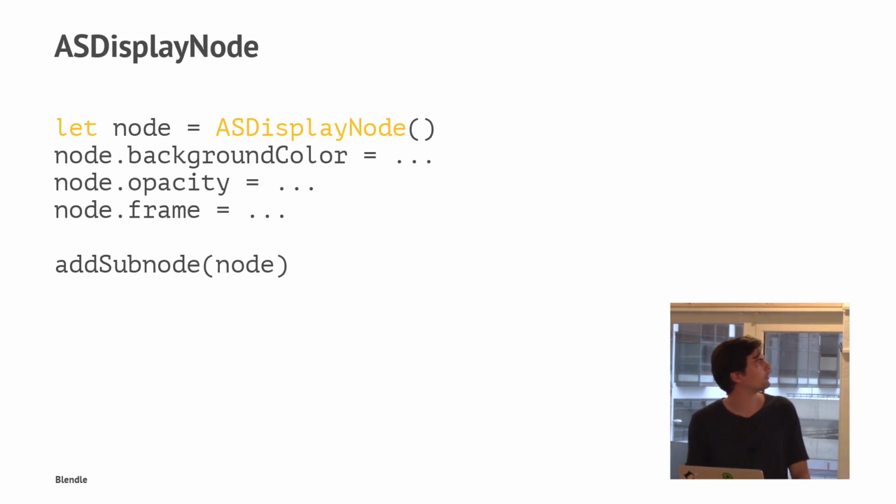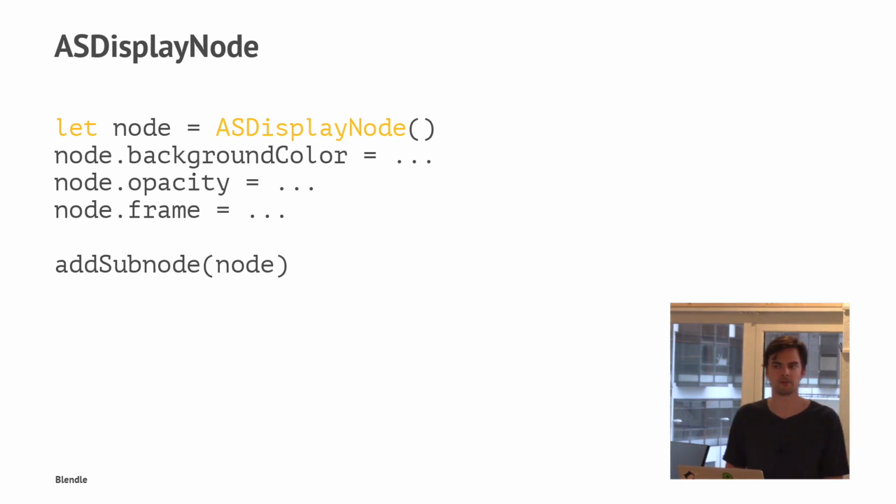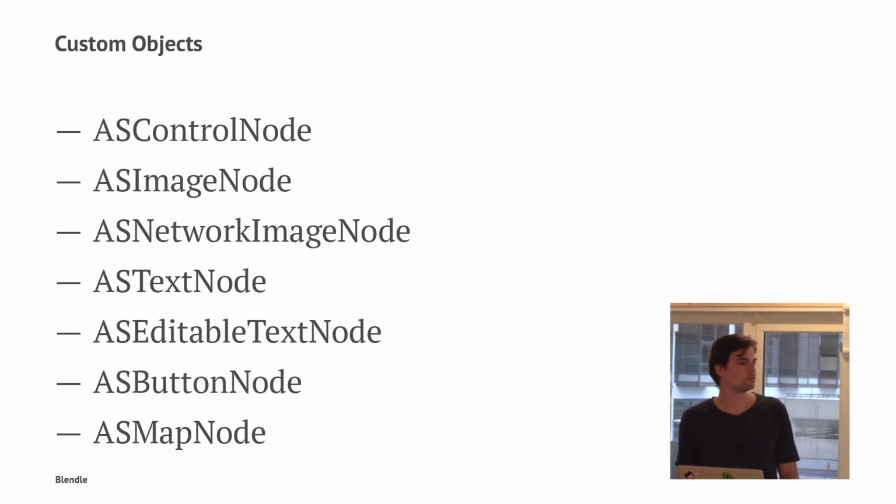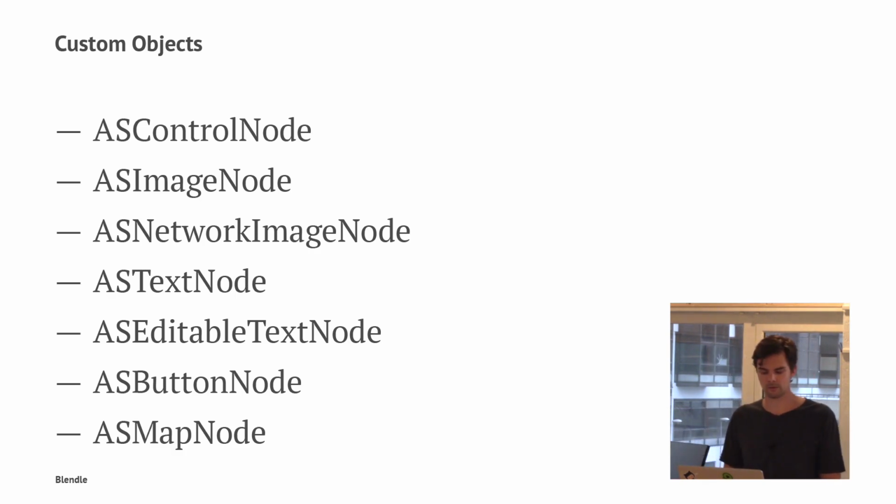Like I said, this is a small code example of initializing a node. This is provided as a convenience category on UIView, so you can add a subnode to a UIView or to a layer. The framework provides several implementations of subclasses of AsyncDisplayNode. They mirror a lot of objects that you find in UIKit. For example, an ASControlNode. Well, you all know UIControl probably.